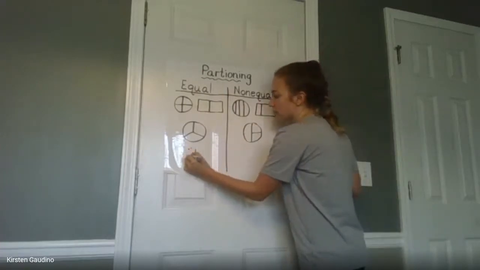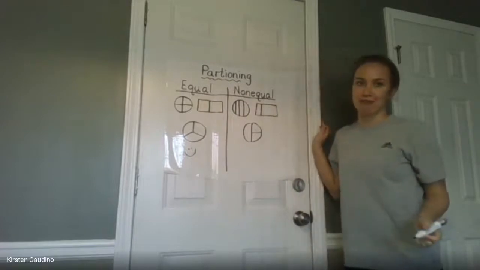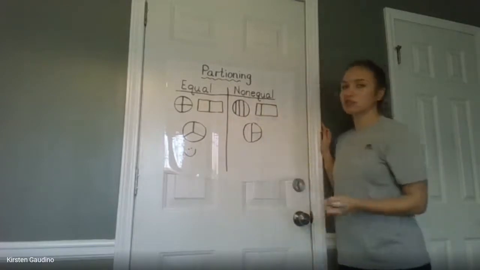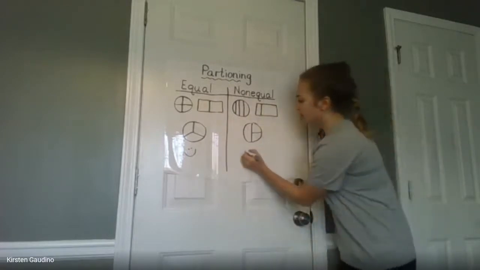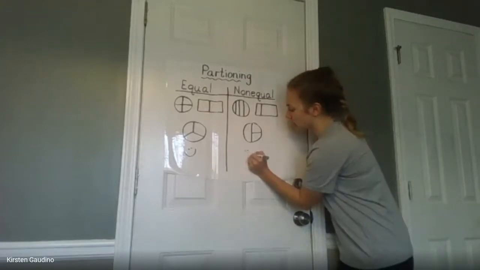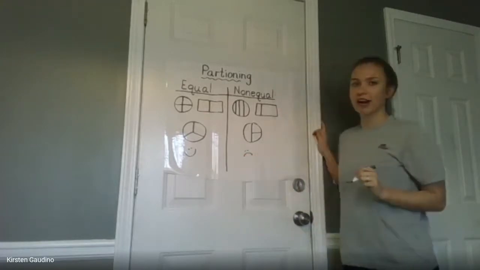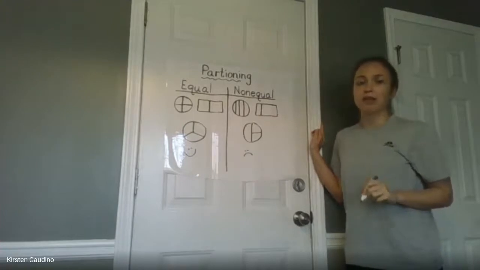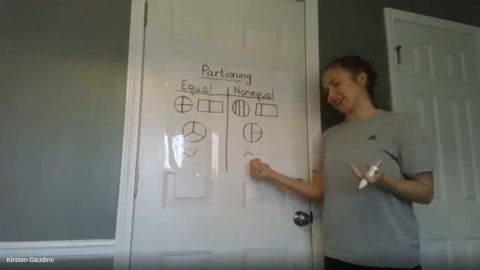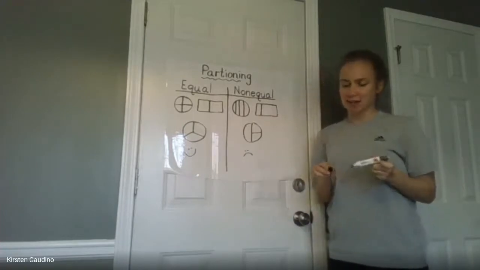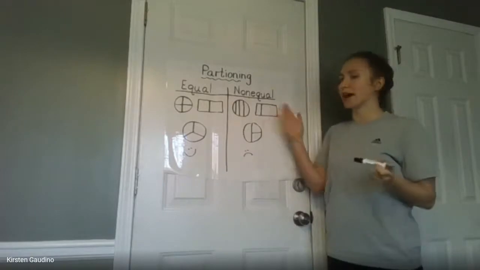So each person that gets a piece is going to be happy. If you partition something non-equally, the pieces inside of your 2-dimensional shape are unequal or not equal. So therefore, those people that get some of the smaller pieces, not everyone's going to be happy when you partition a shape non-equally.